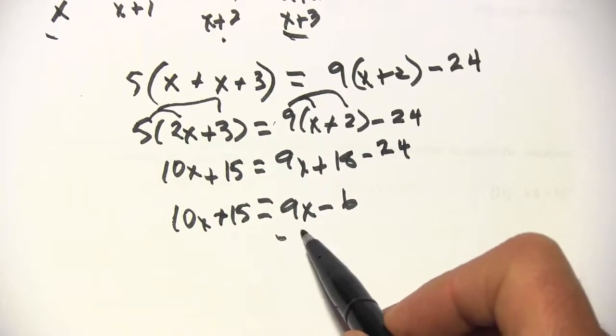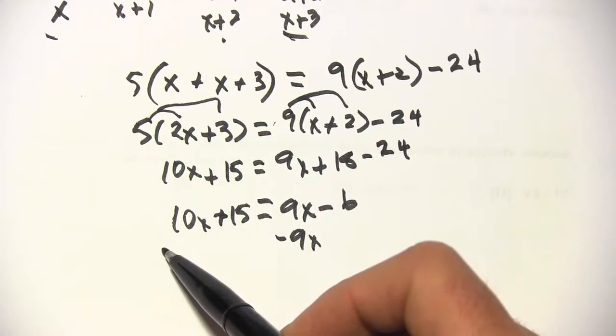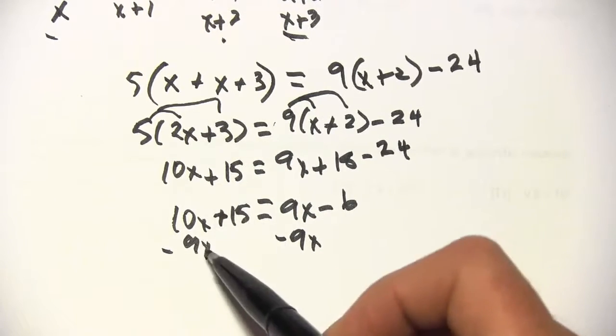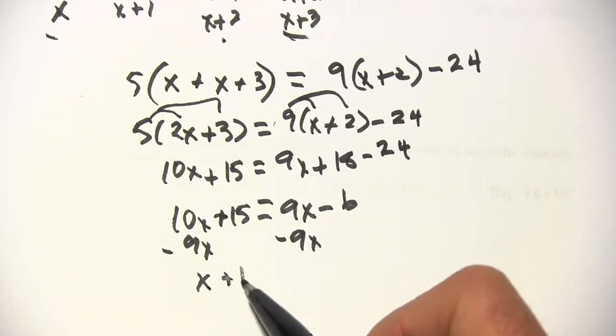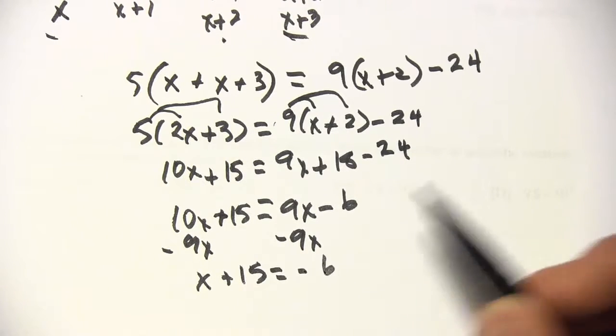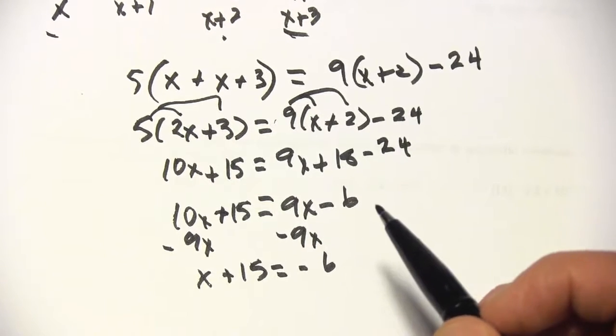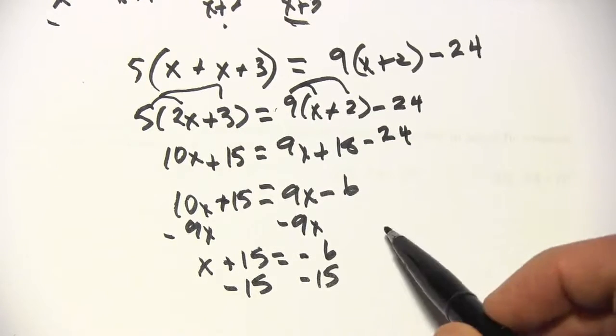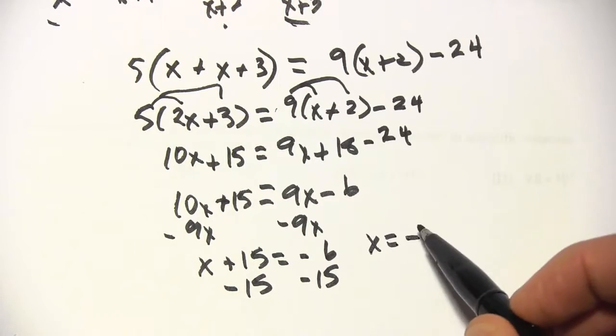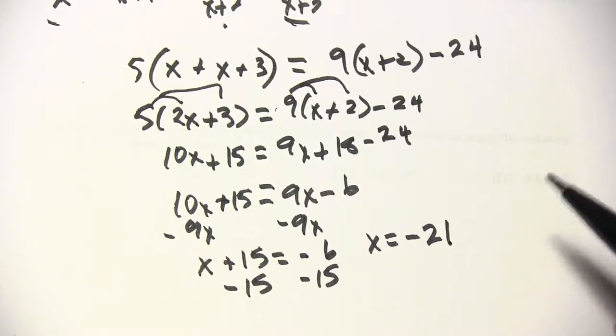So let's see, subtracting 9x would get rid of it there. 10x minus 9x is just 1x. Then we have plus 15 equals negative 6. And finally, to solve for x, I need to just subtract 15 from both sides. And I'm going to get x equals negative 21.